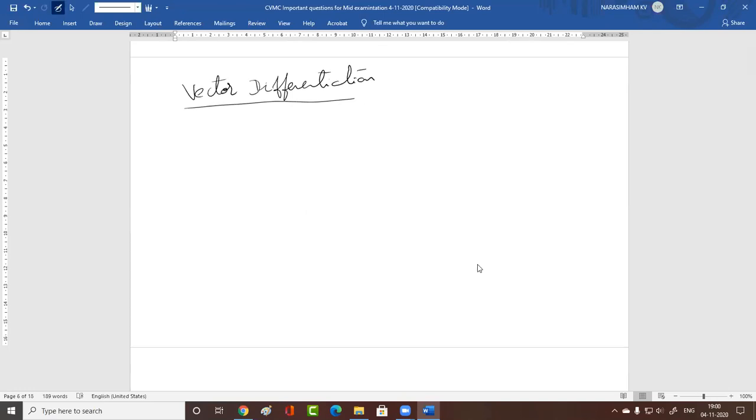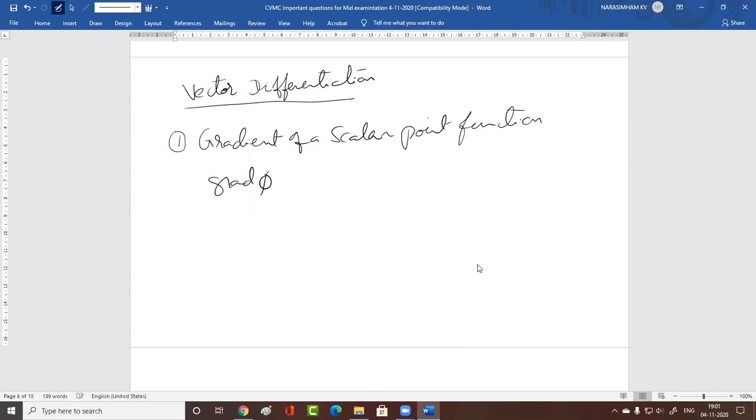First one is gradient of a scalar point function. First I will explain the definition, then problems. So it is denoted by grad phi. Grad phi is nothing but del phi.